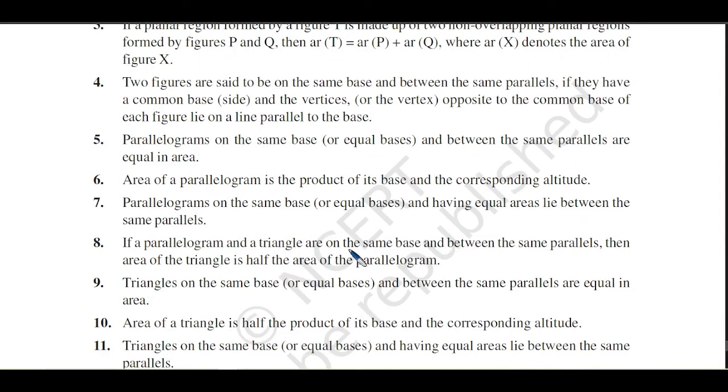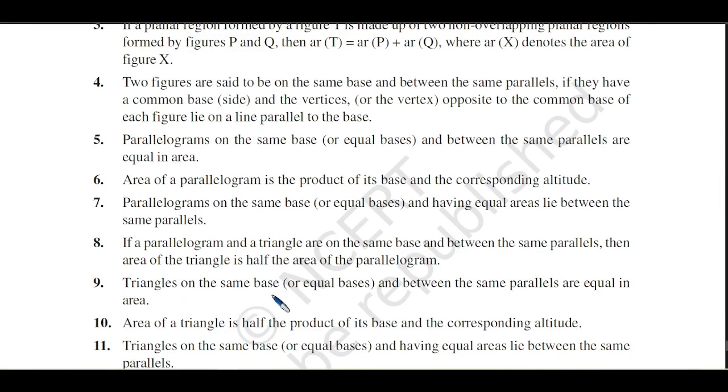If a parallelogram and a triangle are on the same base and between the same parallels, then the area of the triangle is half the area of the parallelogram. This also we have seen. If both the triangle and the parallelogram are within the same parallel lines, the base of the triangle and the base of the parallelogram lie on the same line, and the vertex of the triangle and the opposite side of the parallelogram lie on the same parallel line, then the area of the triangle will be half the area of the parallelogram.